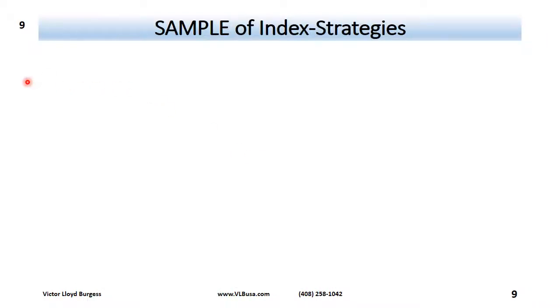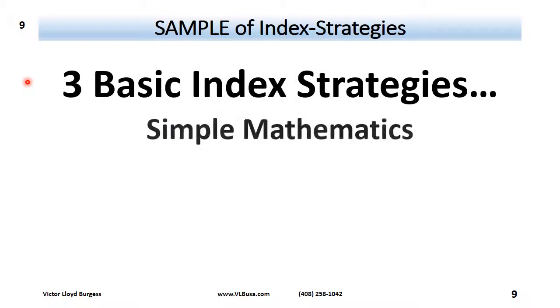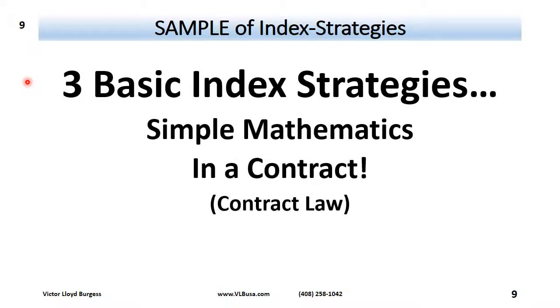Now let's look at some strategies, 3 basic index strategies. Okay, they're simple mathematics. It's written in your contract when you buy a contract, and now you move your investments from the IRS code and investment strategies and the whims of the Congress to what's called contract law. They don't mess with that very often.